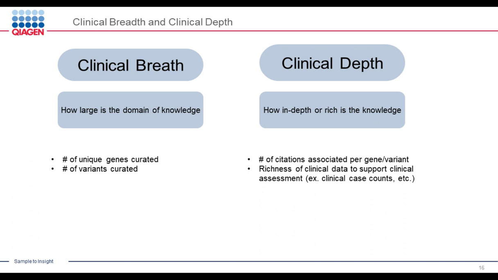When we talk about curating of the scientific literature, we typically talk about the clinical breadth and the clinical depth. So clinical breadth can be defined as how large is the domain of knowledge, and that can be defined as the number of unique variants or the number of unique genes that are curated. Clinical depth, on the other hand, is how deep or rich is the knowledge being extracted. So for every variant or gene, what is the total number of citations that we were able to read? And then for each paper that we read, what information are we pulling out? For example, how many clinical cases were mentioned, what drugs, what dosage, all of that information.